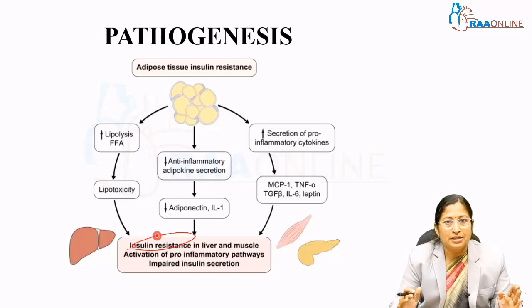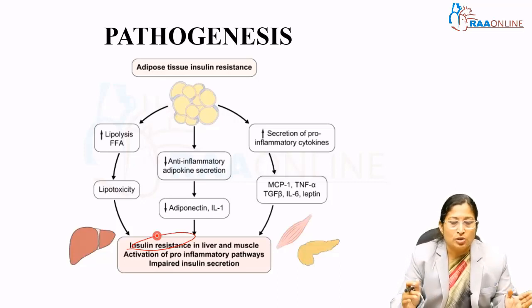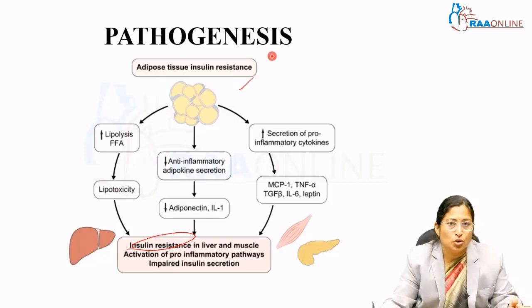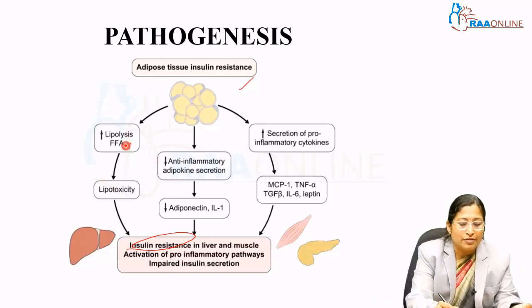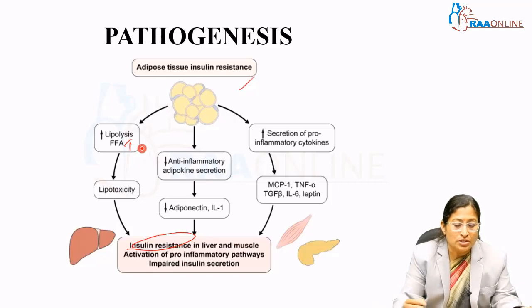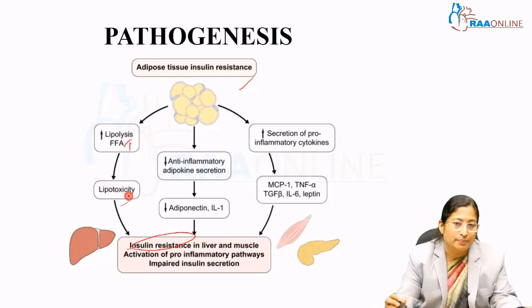So what happens is there is increased insulin resistance at the level of adipose tissue also. Okay. So because of insulin resistance, what happens? There is increased lipolysis, there is increased breakdown of the fat. As we know, insulin is essential to reduce lipolysis. So when there is insulin resistance, there is increased fat breakdown, increased lipolysis, and increased free fatty acid production, which is going to result in lipotoxicity.